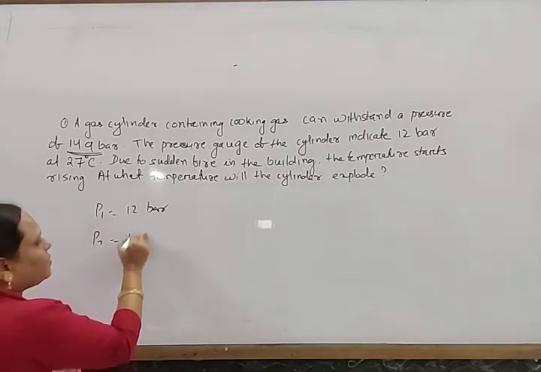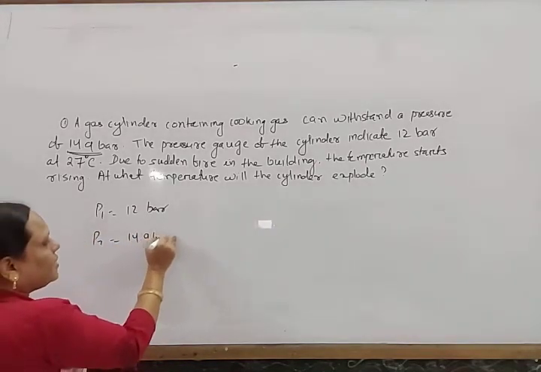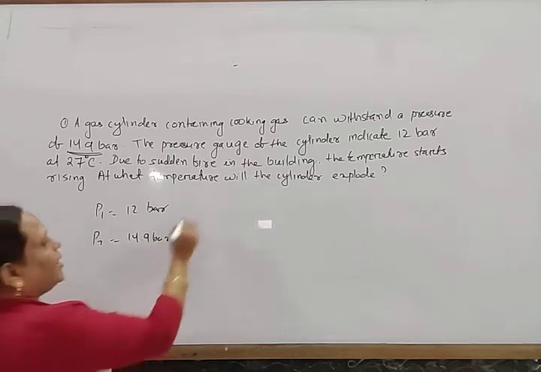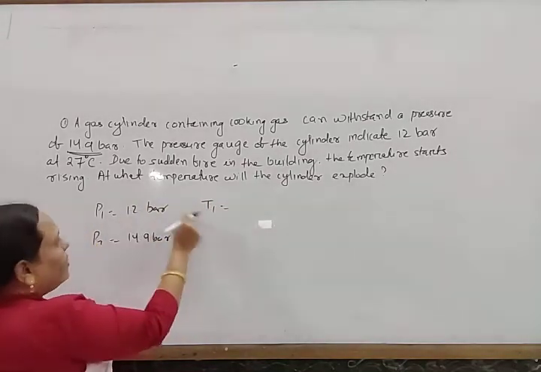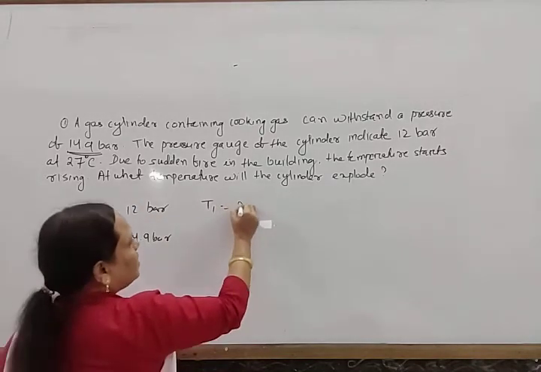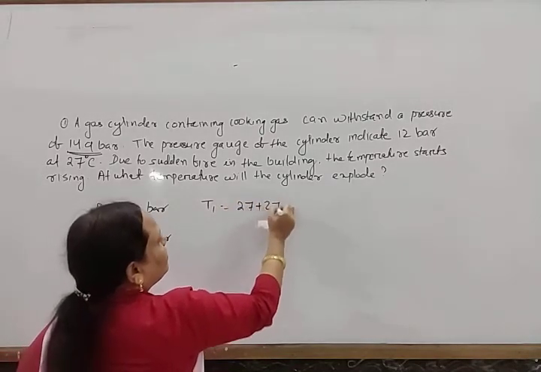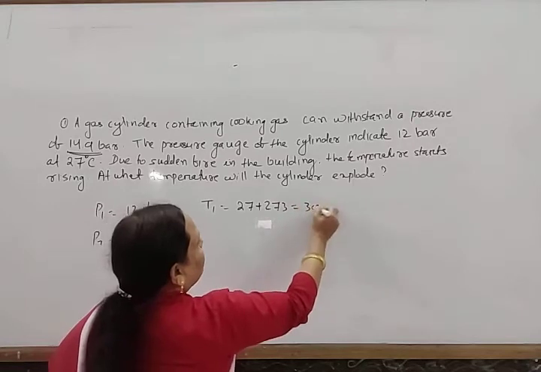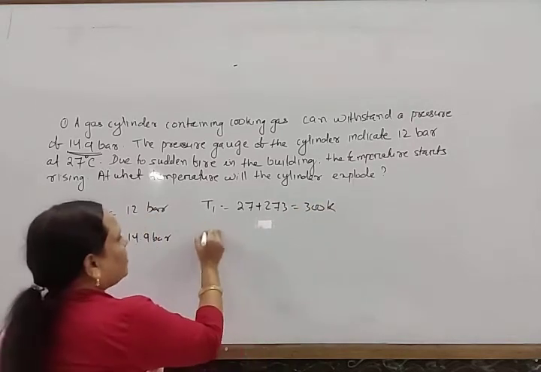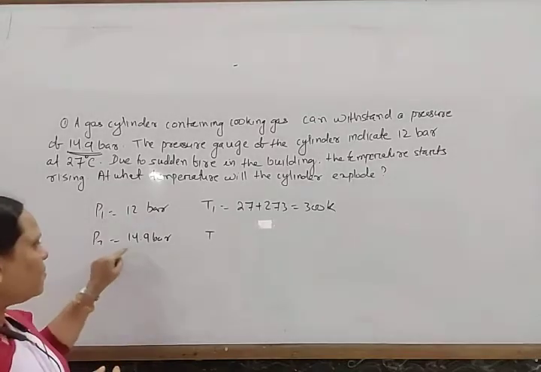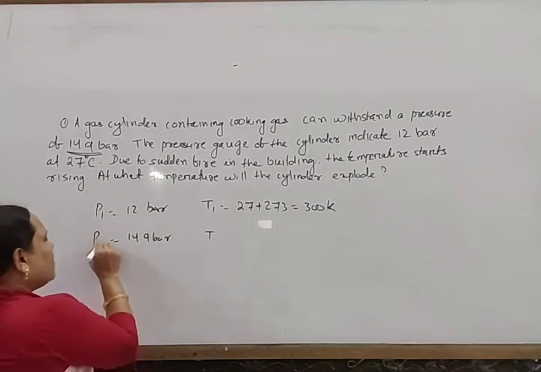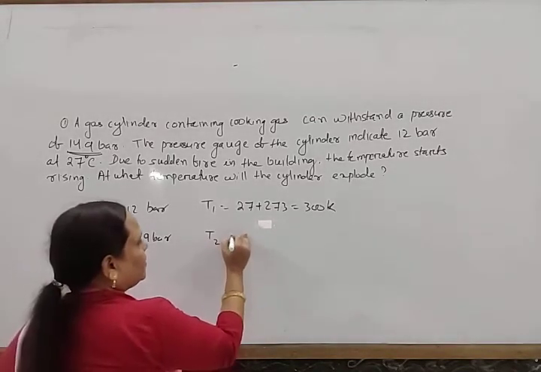pressure, is equal to 14.9 bar. And what is the T1? T1 is the temperature at which the pressure is 12 bar, that is 27 degrees Celsius. So 27 plus 273 is equal to 300 Kelvin. Then due to sudden fire, at the temperature at which it becomes 14.9 bar, at that time we have to calculate T2.